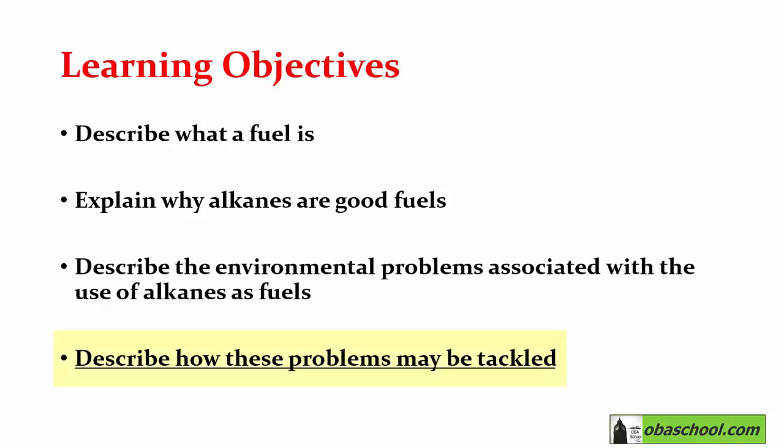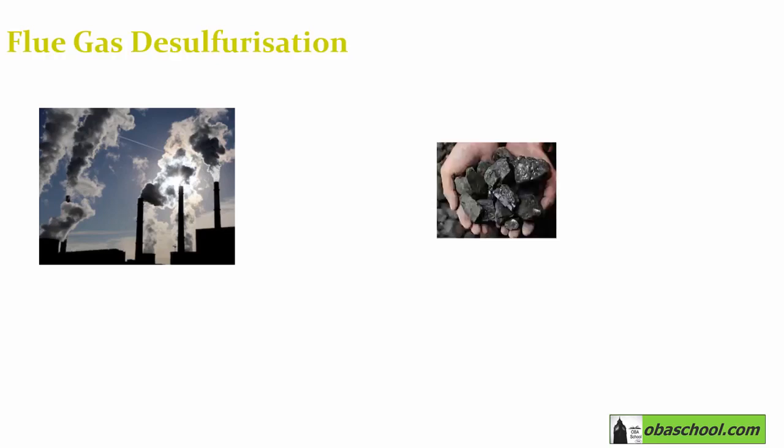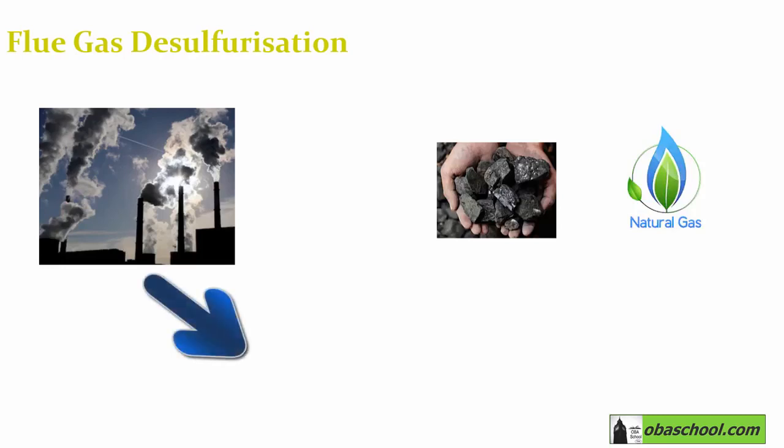Let's now describe how the environmental problems may be tackled. We will start with the flue gas desulfurization. Large numbers of power stations generate electricity by burning fossil fuels such as coal or natural gas. Actually, these fuels contain sulfur compounds, and one of the products of their combustion is sulfur dioxide, SO2.